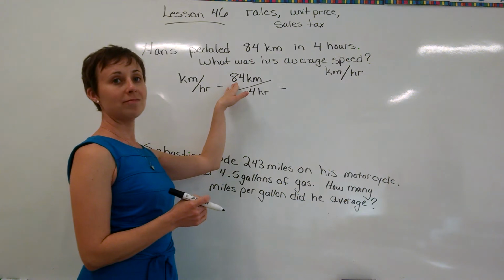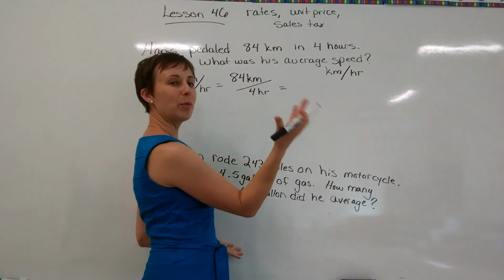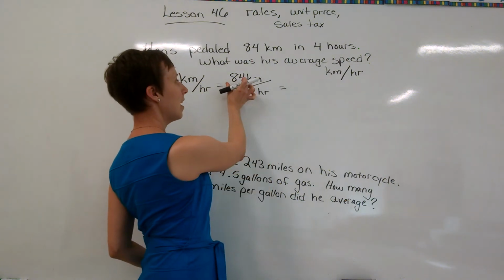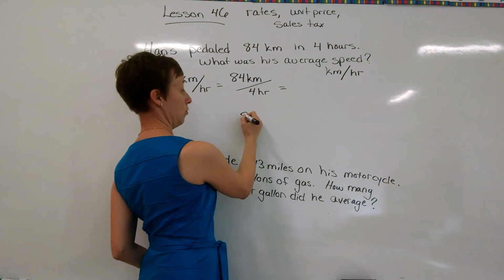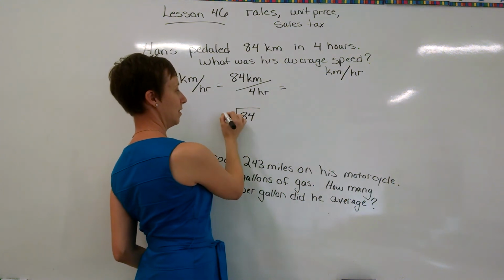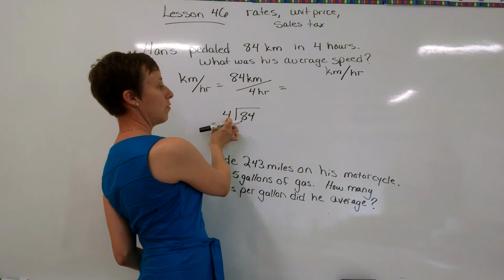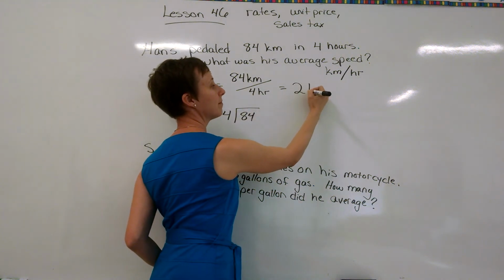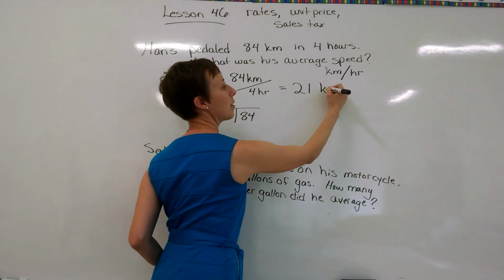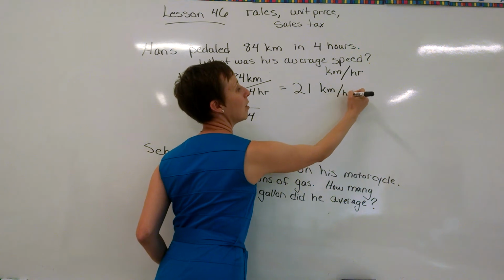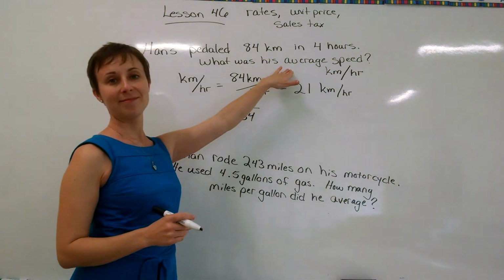Take 84, divide by 4. You can probably do that in your head even. 84, in case you can't. Take 84, divide by 4. 84 divided by 4 is 21. And that answers our number of kilometers per hour. That's his average speed.